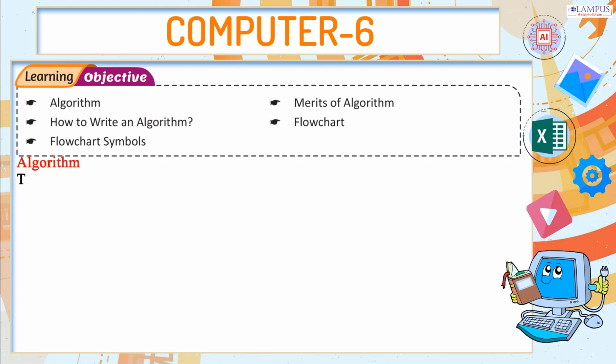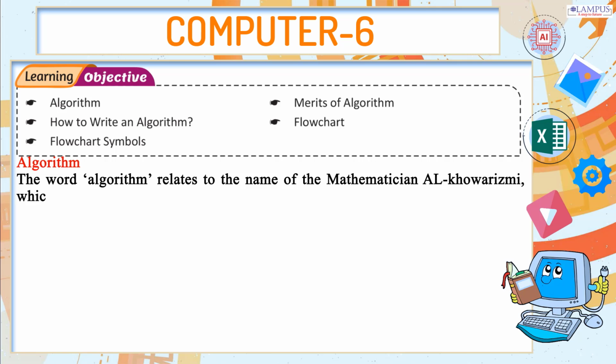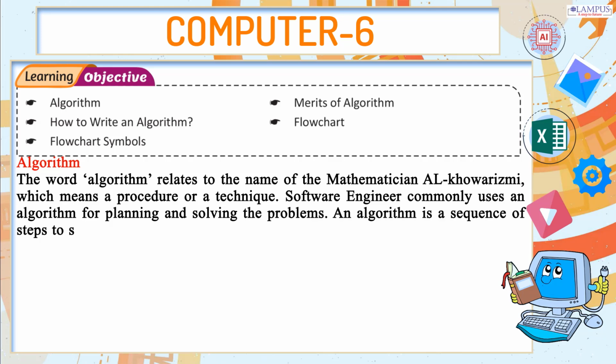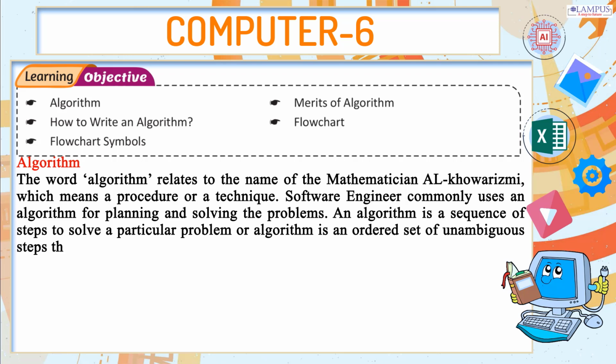Flowchart. Algorithm. The word algorithm relates to the name of the mathematician Al-Khwarizmi, which means a procedure or a technique. Software engineers commonly use an algorithm for planning and solving problems. An algorithm is a sequence of steps to solve a particular problem, or an ordered set of unambiguous steps that produces a result and terminates in a finite time.